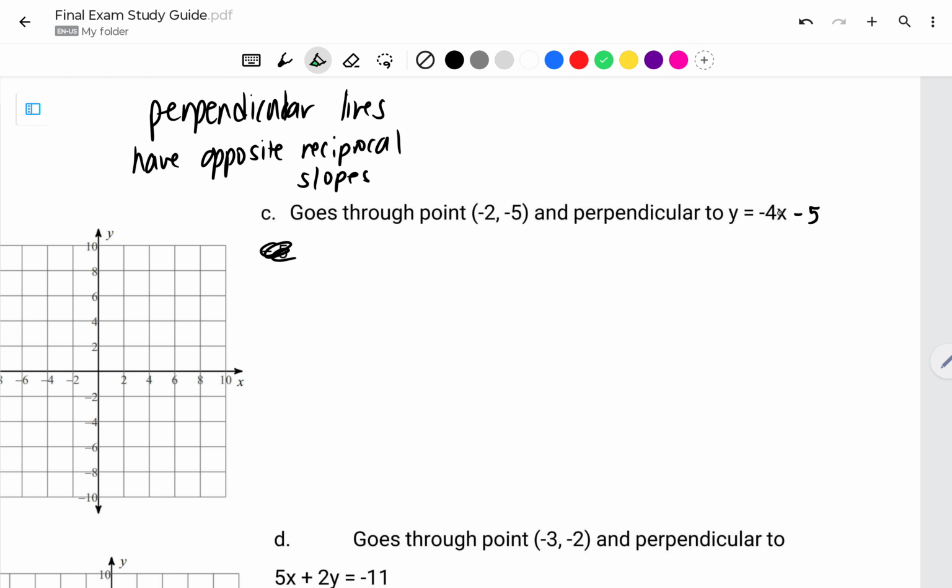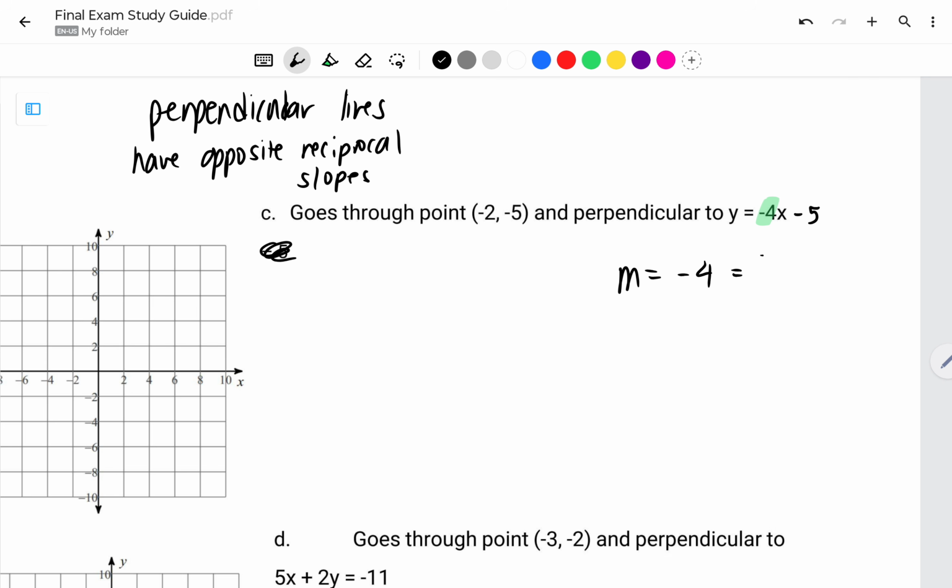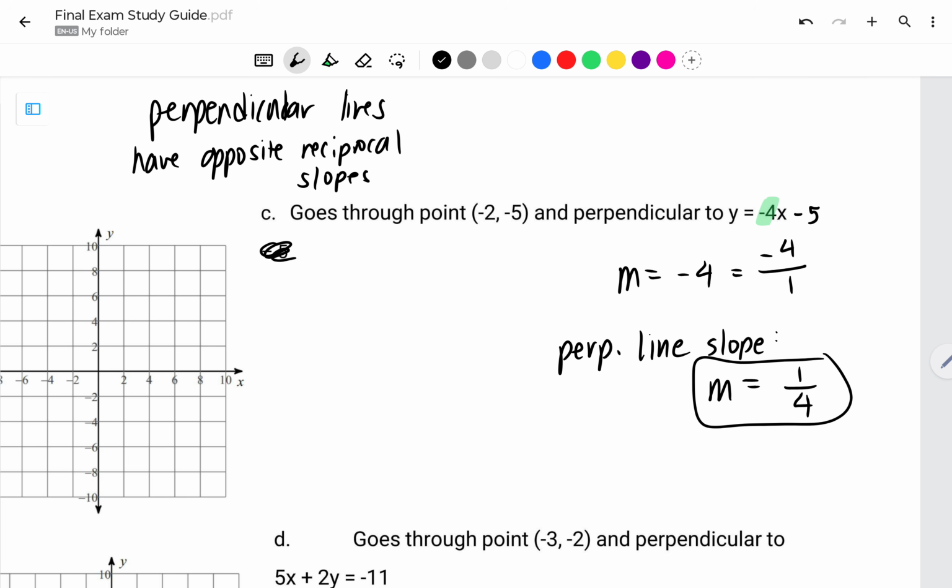So here, my slope is -4. It's perpendicular. So the line that I'm going to create is perpendicular to this one. If I rewrite this as a fraction, that's -4/1. So opposite reciprocal, my perpendicular line slope is going to be opposite of the negative. So it's going to be positive. Reciprocal means I'm flipping the numbers. So 1/4. So it went from -4/1 to positive 1/4. Okay, so this is my slope.